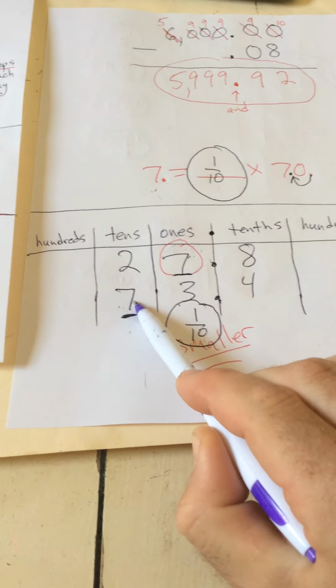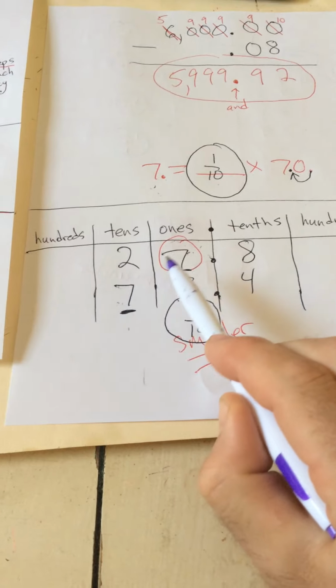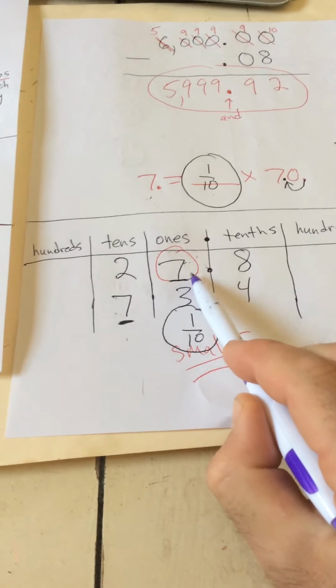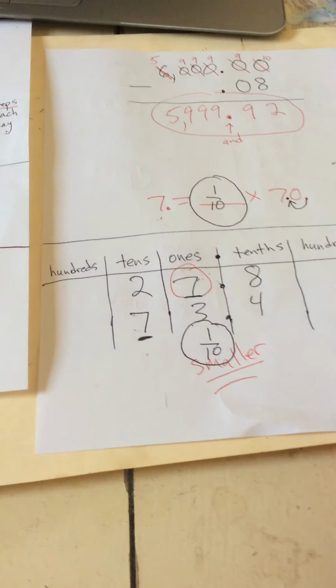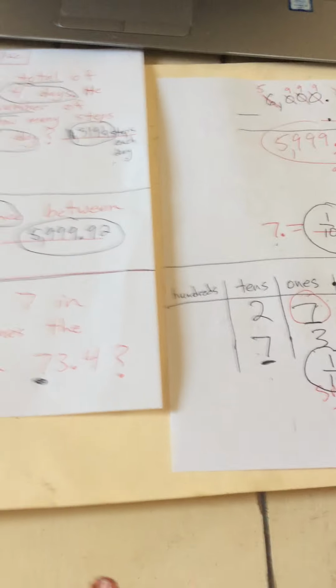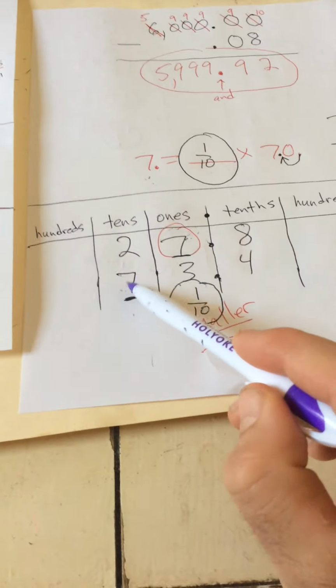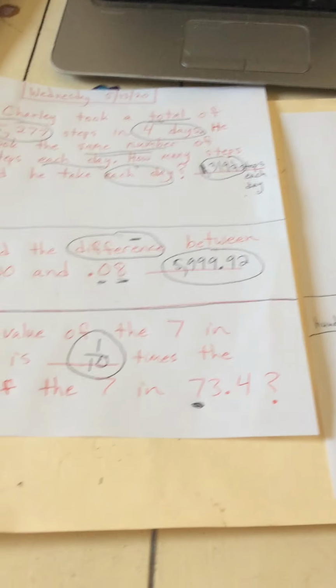Okay? As you go left, it's 10 times bigger. As you go right, it's 1/10, or 10 times smaller. So the answer to this is 1/10 the size. 7 is 1/10 the size of 70. And that's the answer. So give yourself some snaps.